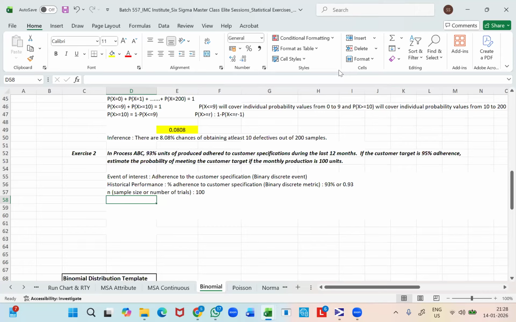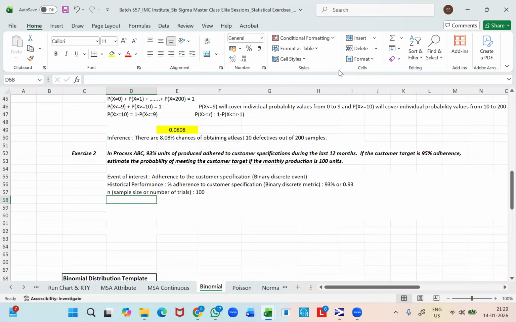But as far as this particular scenario, exercise number 2, is concerned, the historical performance has been given, which is 0.93. The number of trials or sample size is also given, which is 100 units. But the value for which we are supposed to estimate the probability is not given as a whole number. It is given as a percentage value. It says if the customer target is 95% adherence, estimate the probability of meeting the customer target, right? So we need to convert this into a whole number.